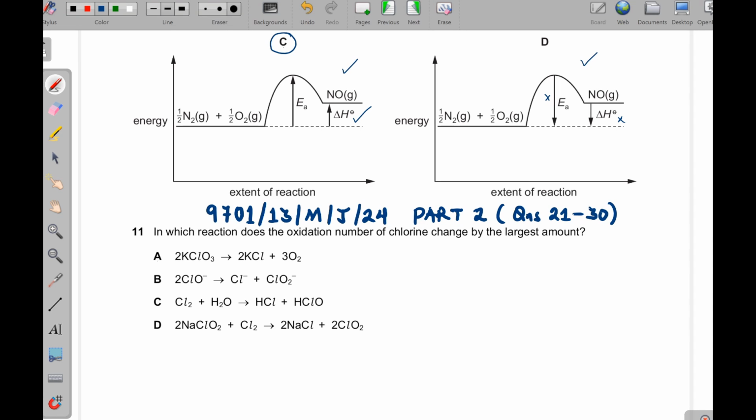Part 2, this is for questions 21 to 30. Question 11, in which reaction does the oxidation number of chlorine change by the largest amount? Now let's look at the oxidation states of chlorine only in all of these reactions here.